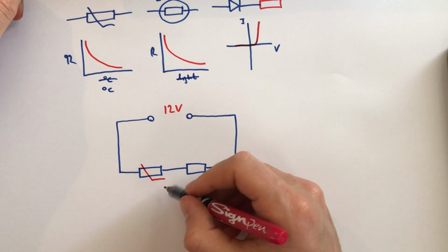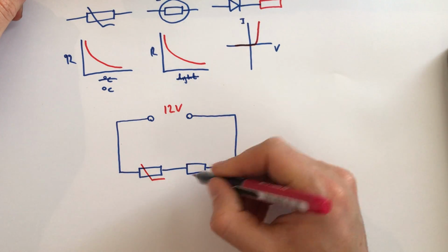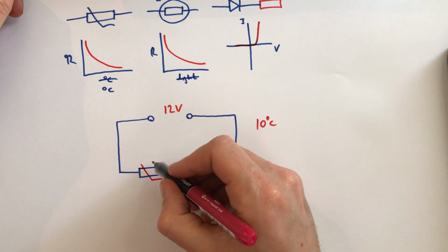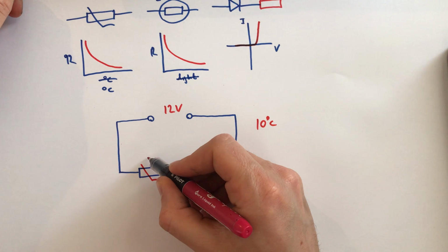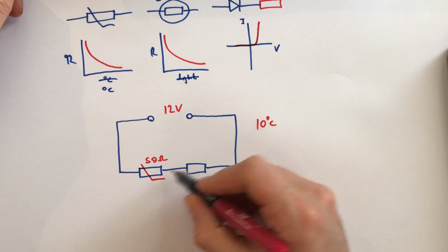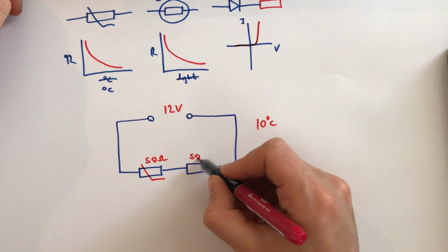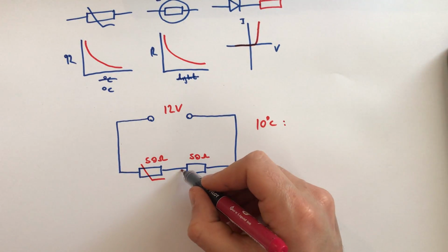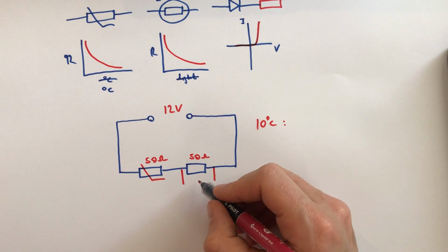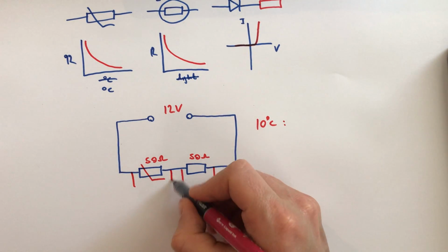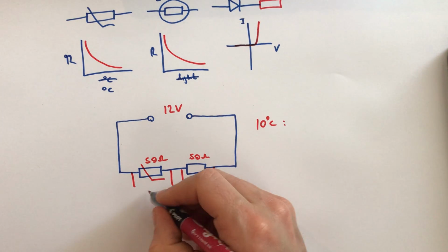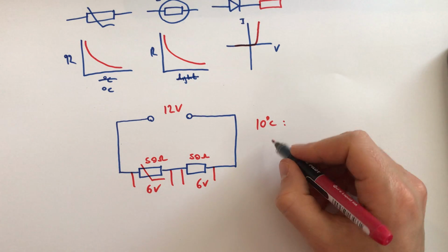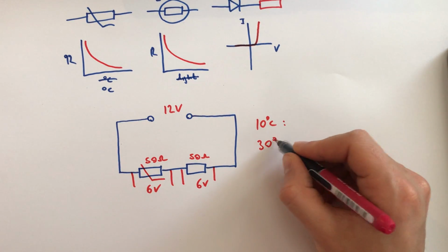Let's say at 10 degrees Celsius, this has a resistance of, I don't know, 50 ohms. And this is a fixed resistor, so this also has a resistance of 50 ohms. So at 10 degrees Celsius, these will both have an equal PD across them. That would be 6 volts, and then this would be 6 volts at 10 degrees Celsius. But let's say temperature increases to 30 degrees Celsius.